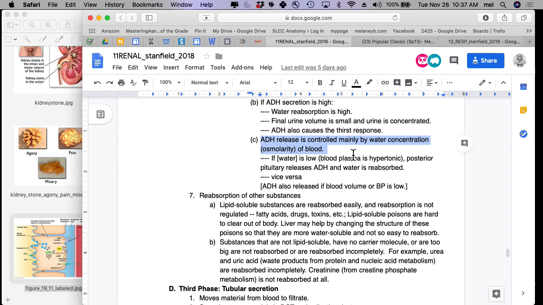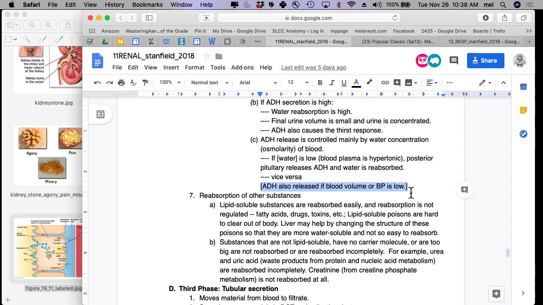Okay, so we know this. ADH release is controlled mainly by the water concentration, or the osmolarity, of the blood that's detected in the hypothalamus. Just to remind you of stuff you already knew, if water concentration is low, like your blood plasma was hypertonic, then the posterior pituitary would release ADH and water would get reabsorbed, or vice versa. ADH is also released if the blood volume is low, irrespective of the tonicity of the blood, or if the blood pressure is low. So there are 3 triggers that could trigger ADH release. Everybody okay? Okay. All right, go ahead. That would be part of those reflexes, like the blood reflexes in the vessels.